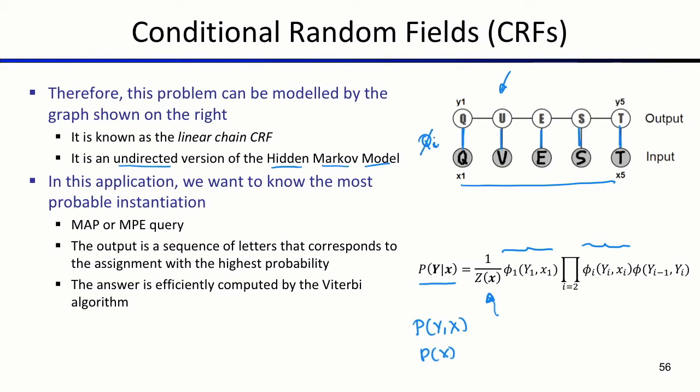So it's going to be phi of y, and we have those factors here that we are just calling phi. This one here will depend on consecutive labels yi and yi plus 1, and this one here will only depend on the input x and the variable y. So it's going to be phi i of yi and xi. So we multiply this all together.